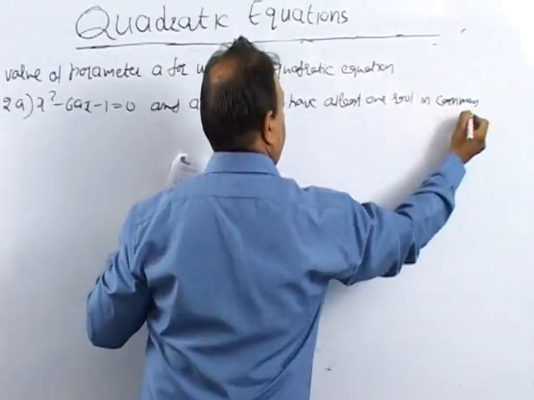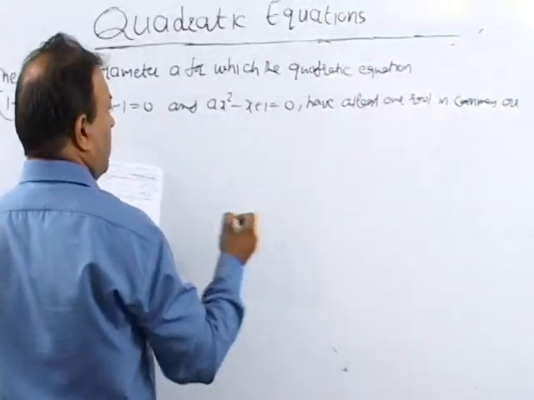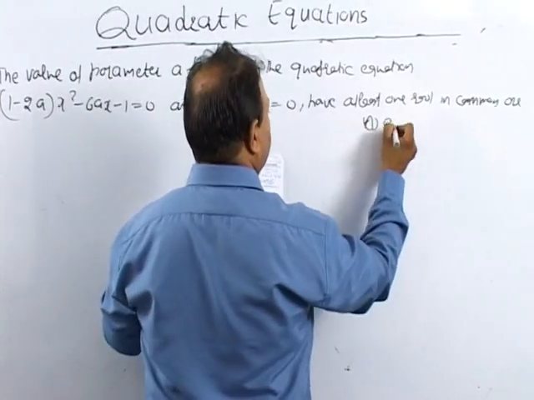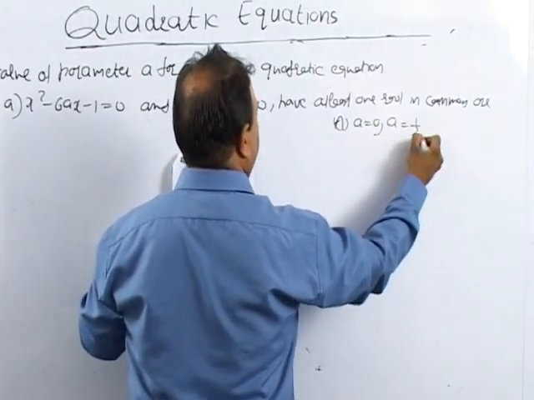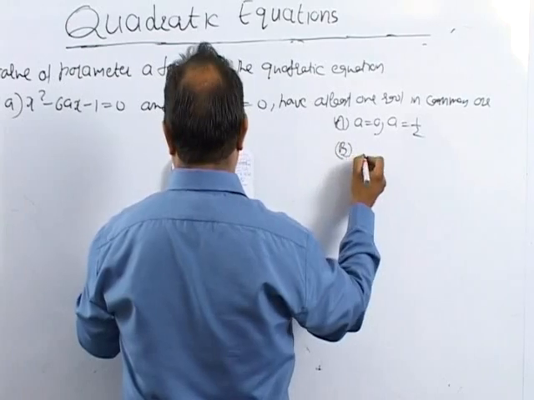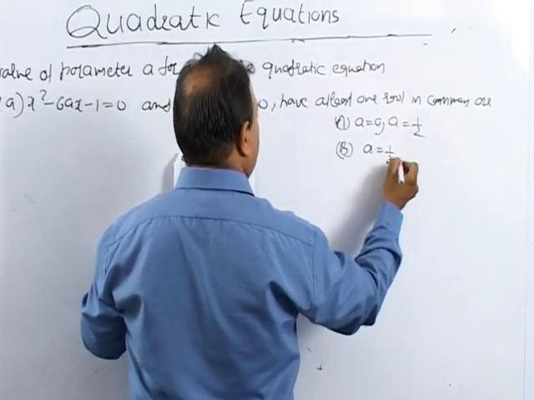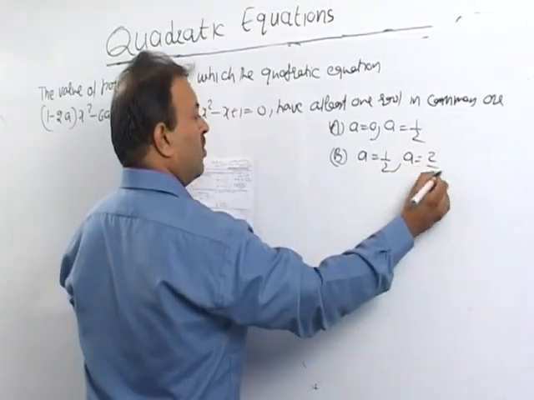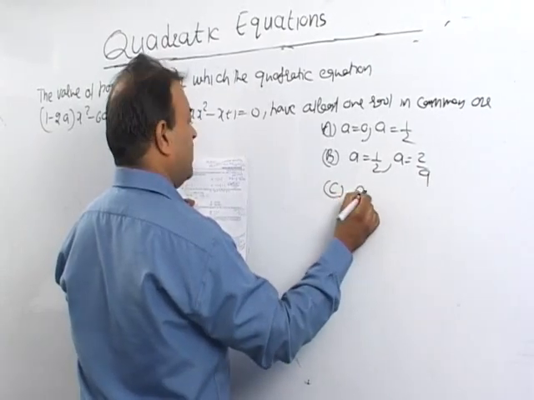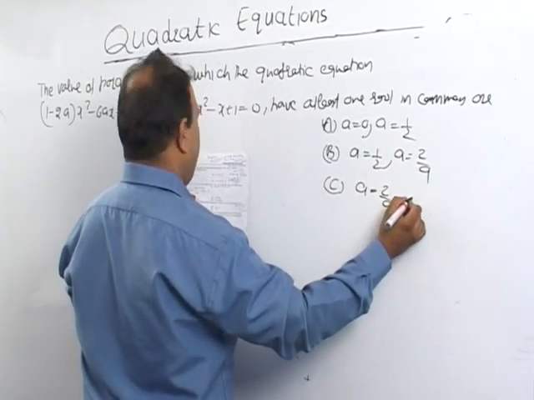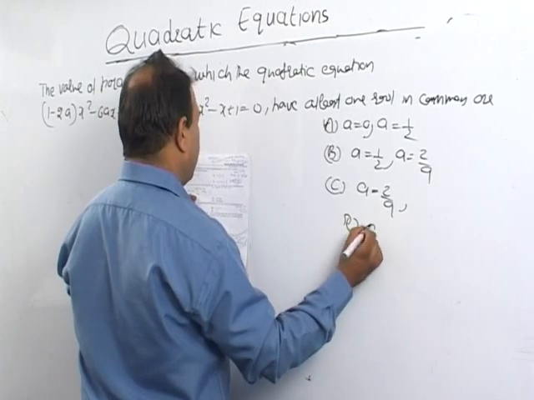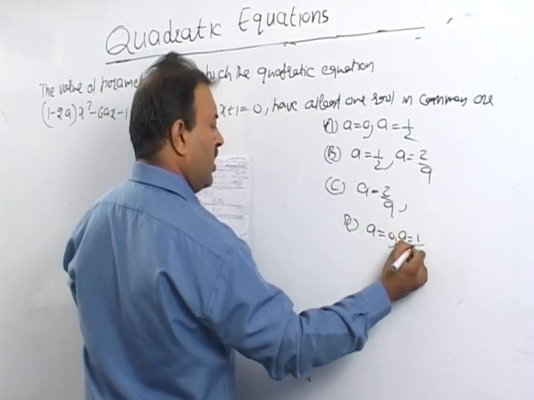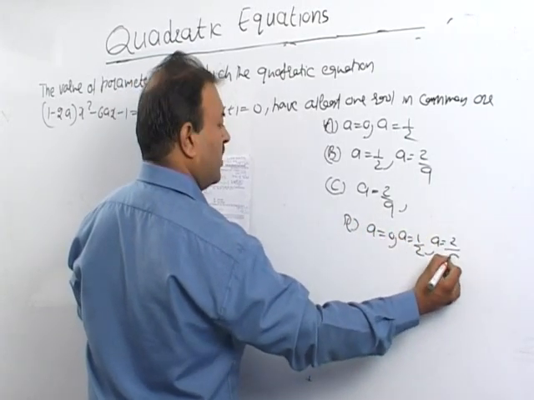The options we have been given: A, a is equal to 0, a is equal to half. B, a is equal to 1 by 2 and a is equal to 2 by 9. C option is a is equal to 2 by 9, and D option is a is 0, 1 by 2 and 2 by 9.